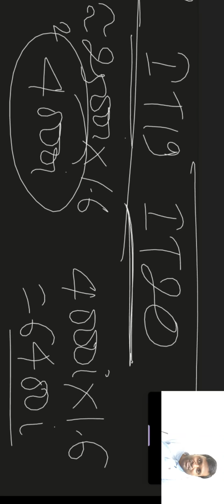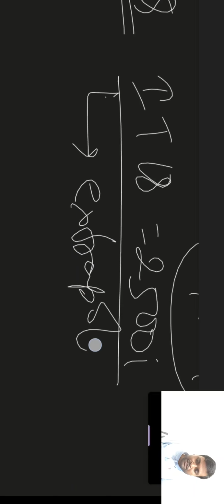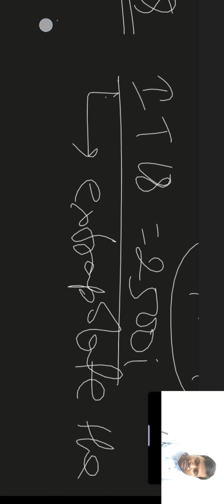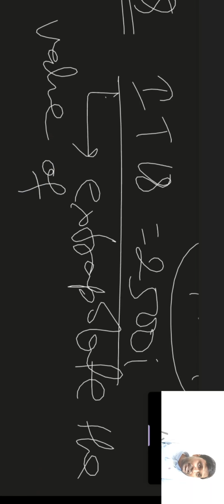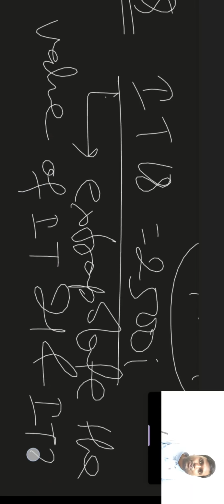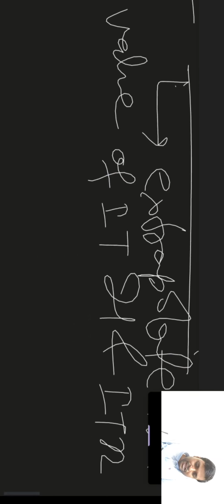So my assessment question is something like this. We are given the value of IT18 as 2500i. Now you have to extrapolate the value of IT21 and IT22. So to get IT21, what will we do?